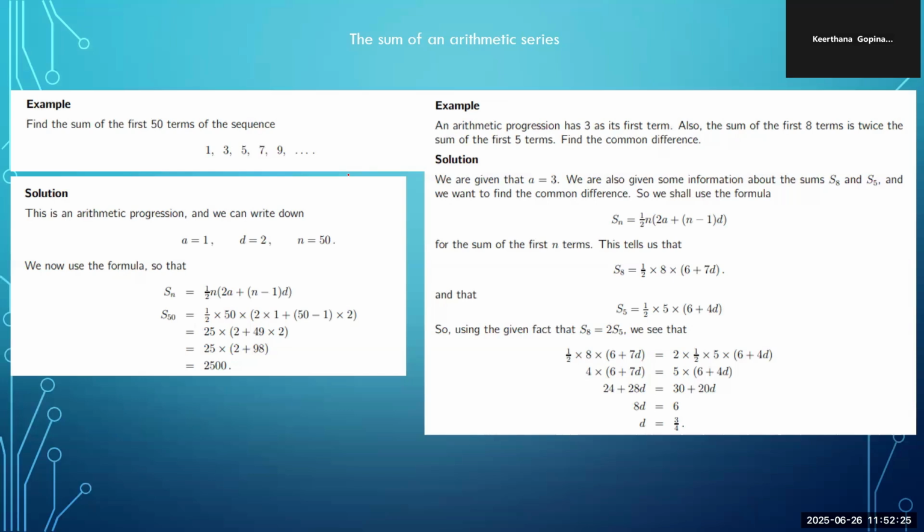Then next example, you see: an arithmetic progression has 3 as its first term. The sum of the first 8 terms is twice the sum of the first 5 terms. Find the common difference. This sum is quite complicated, no? See, sum of the first 5 terms, first 8 terms. The sum is found out using the formula Sn equal to half n into 2a plus n minus 1 into d. So you have to use it for S8 and S5, so there will be two equations which we get.